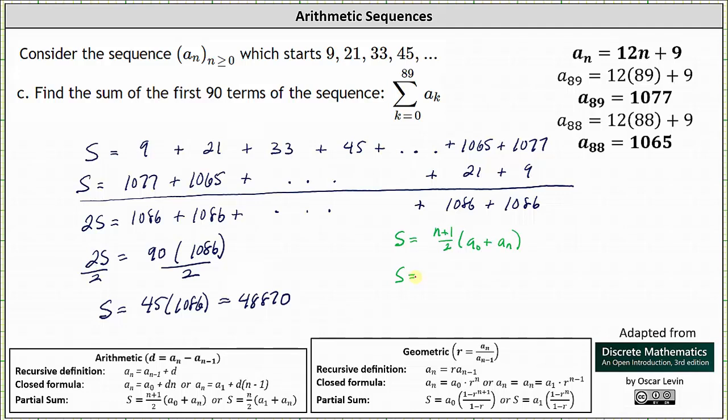We have S equals, the last term is a sub 89, and therefore n is 89, n plus 1 is 90, giving us 90 divided by 2 times the quantity a sub 0 is 9, plus a sub n is a sub 89, which we know is 1077. And notice how we do get the same result. We have S equals 45 times 1086, which gives us the same result of 48,870.